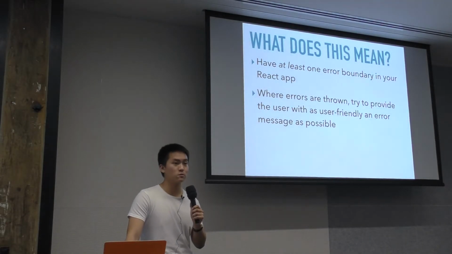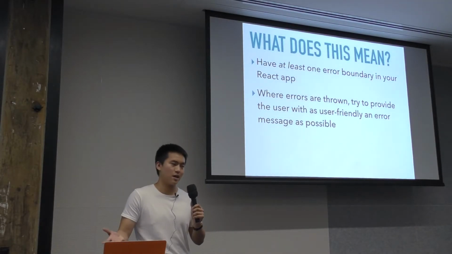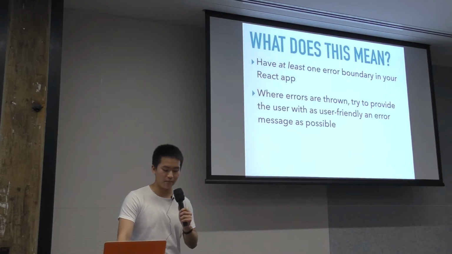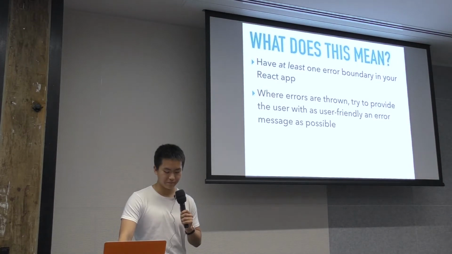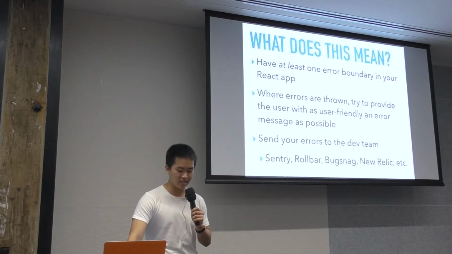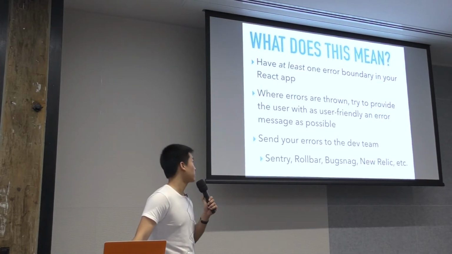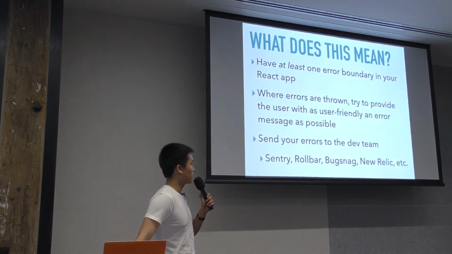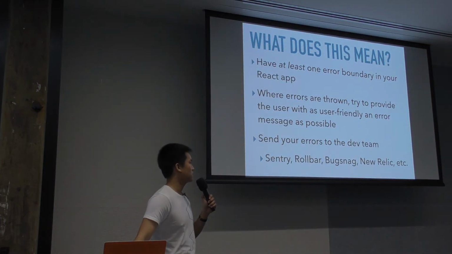This is where it helps to use multiple error boundaries, because then you can say, well, something happened in this part of the app. You can make the error message more relevant and more friendly for the user. It's then also a good idea to send these errors via error logging software to your dev team. A couple of examples include Sentry, Rollbar, Bugsnag, New Relic, Jira.